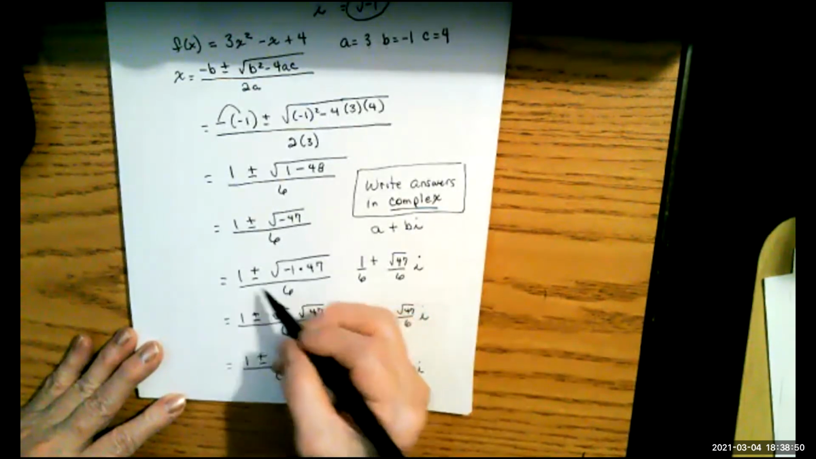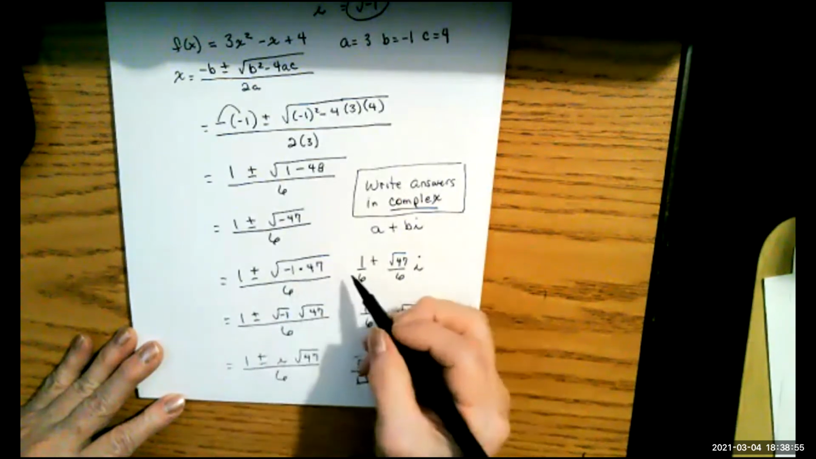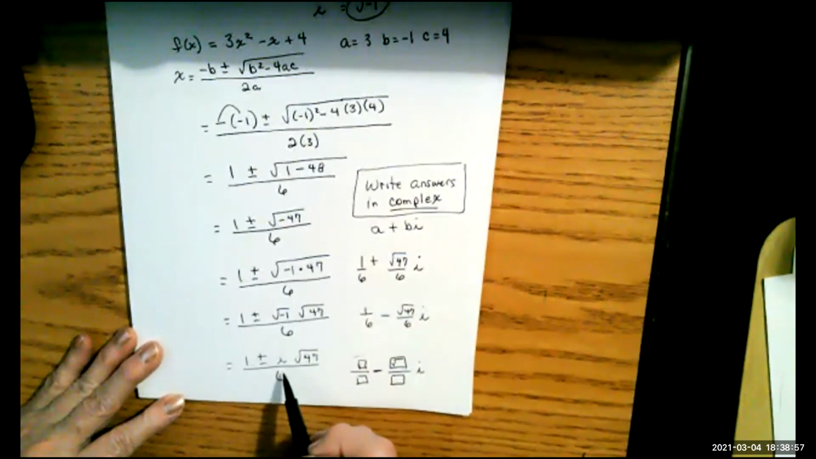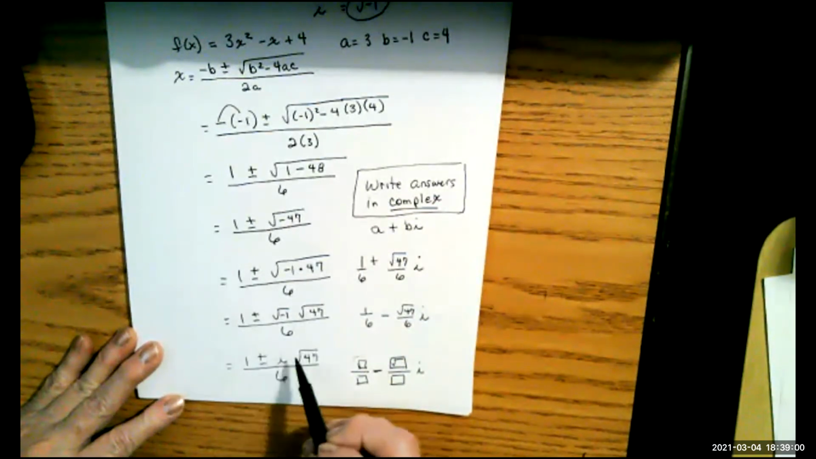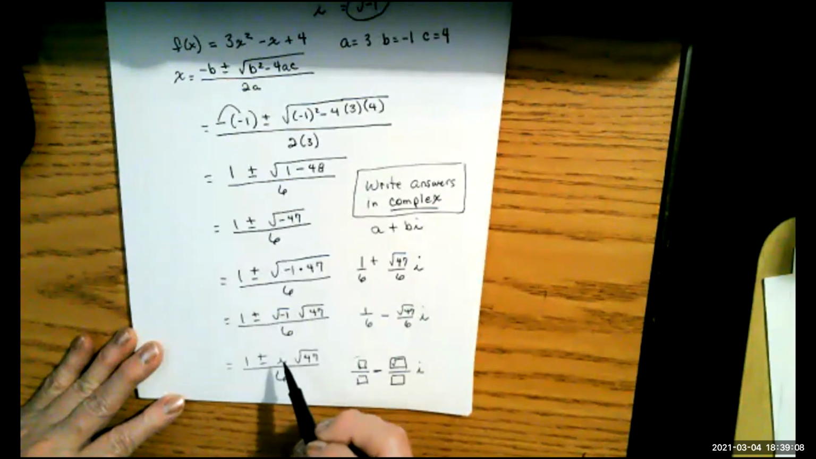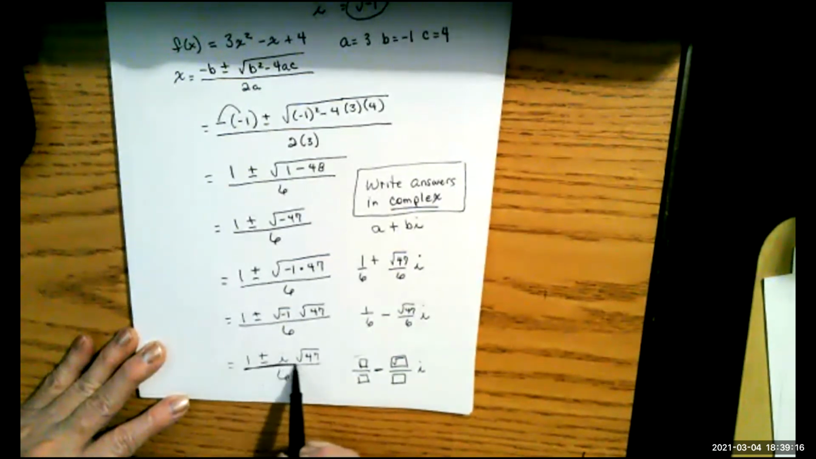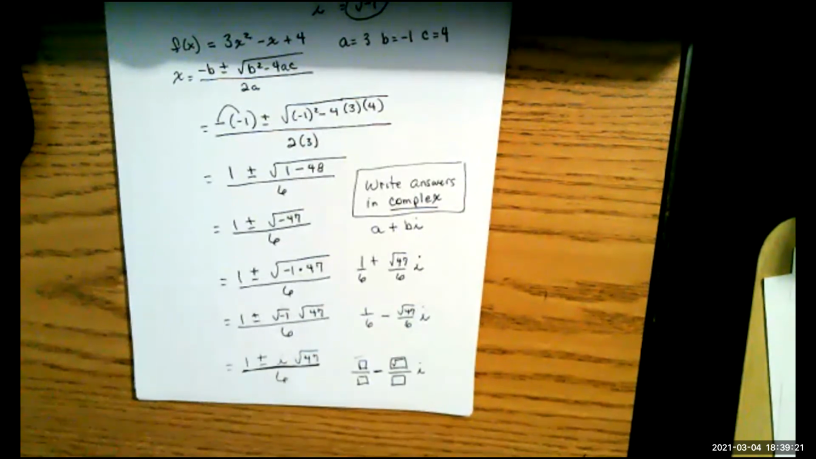I have this 6 that goes underneath this 1, and it also goes underneath this part. So I have to split that up into 1/6 plus the square root of 47/6 i, and 1/6 minus the square root of 47/6 i. That 6 goes with both parts of this, not just one. That's why it's important to draw that line all the way over and not just over the second part, because the 6 goes with the 1 as well as the square root of 47. Did I answer your question or not?